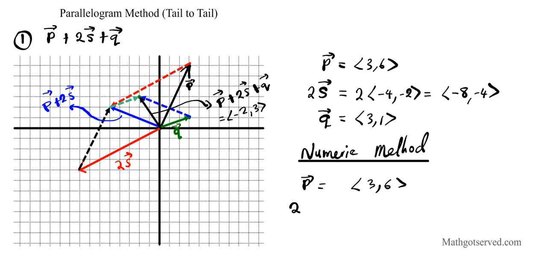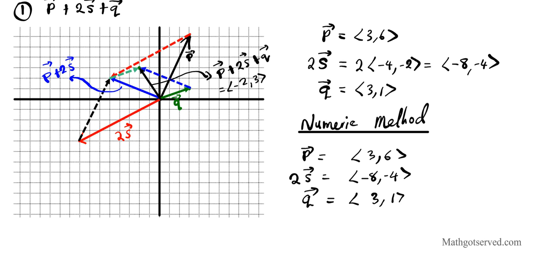Vector 2s is negative 8, negative 4, negative 8, negative 4. And vector q is 3, 1. So you just add everything straight down, and that will give you your final answer. Do everything at once. So let's do the x's first. Negative 8 plus 6 is negative 2. 6 minus 4 is 2. 2 plus 1 is 3.